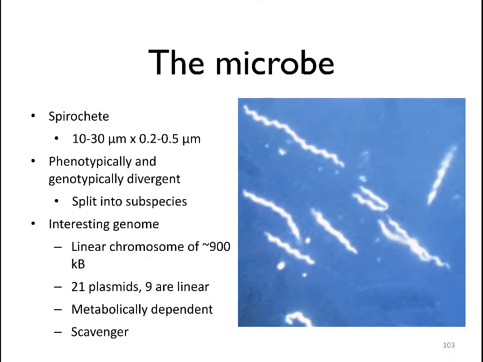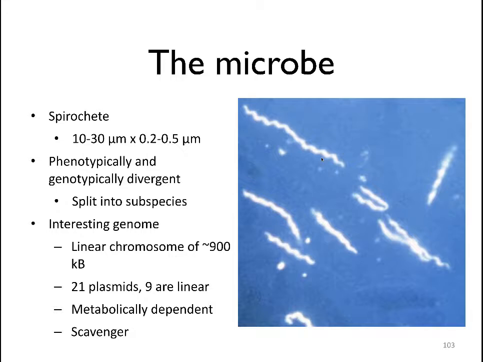The microbe is a spirochete. It's 10 to 30 microns in length, so it's very long compared to E. coli, which is about 5 microns, and it's thin. Shown here on the right is a dark phase microscope image of the organism, and you can see it has this wavy, actually circular, motion. It's like a little corkscrew.